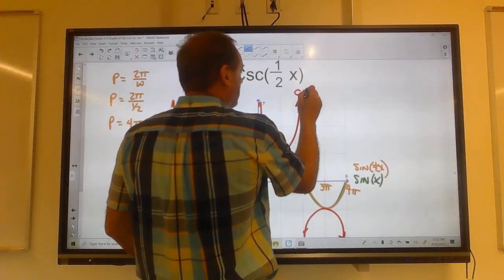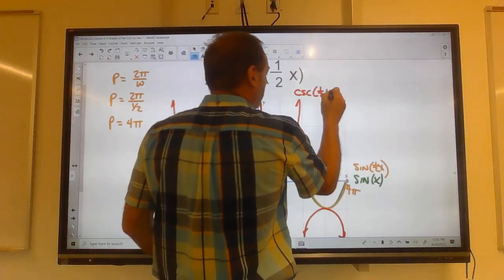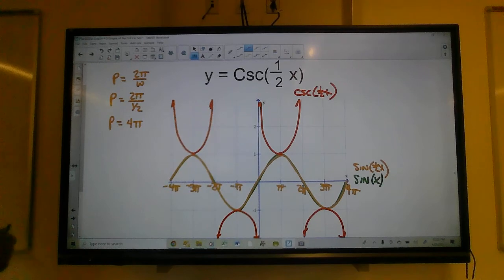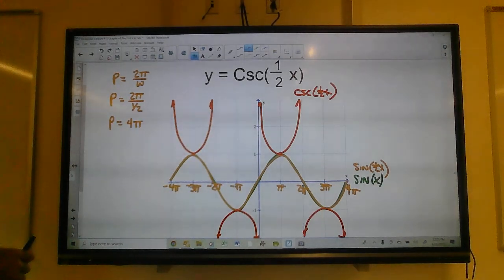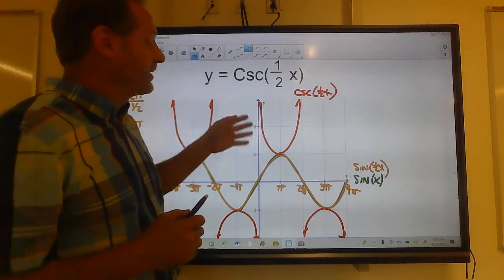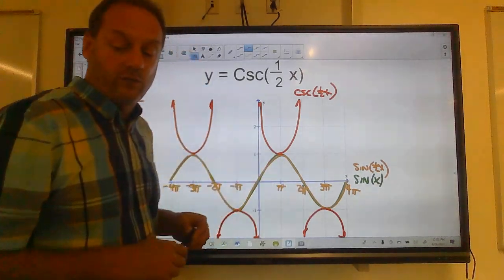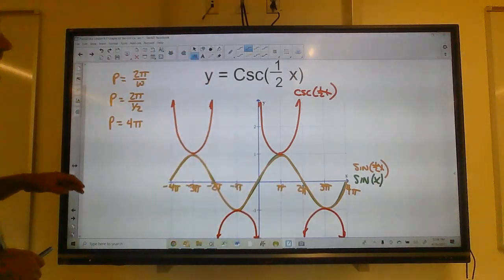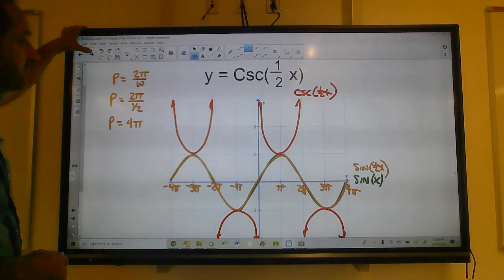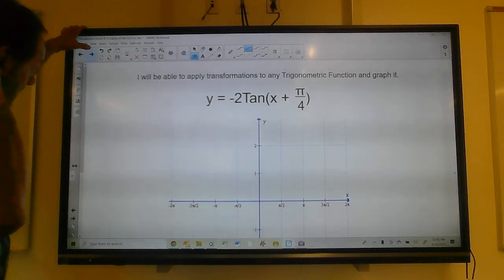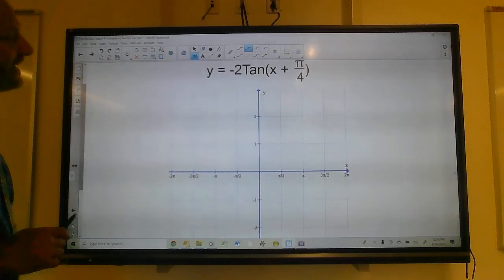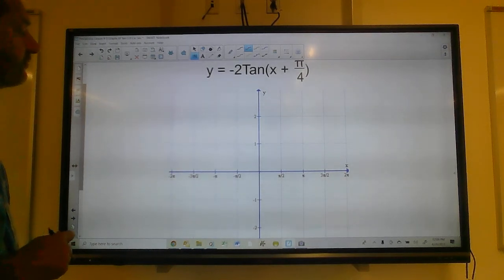And then that's going to be cosecant of 1/2 x. And I'm done. I think it's way easier to do my transformations on sine than it is to do it on cosecant. So I'll do all those on sine, and then I'll take the reciprocal and get the cosecant. Okay, so do the transformations on negative 2 tangent x plus pi over 4.